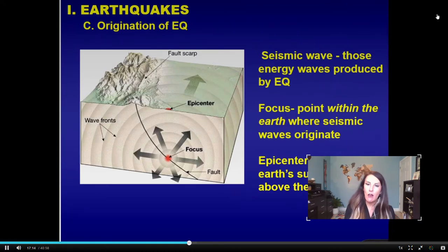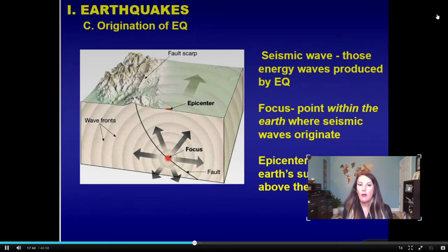When you have the seismic release of this energy, it comes from a location called the focus. The focus is at some depth where the earthquake is going to originate. Remember, on the first diagrams, we talked about the depth to where the earthquake originates. The depth is to the focus. So if you have a shallower depth earthquake, you're more likely to see damage on the ground surface.